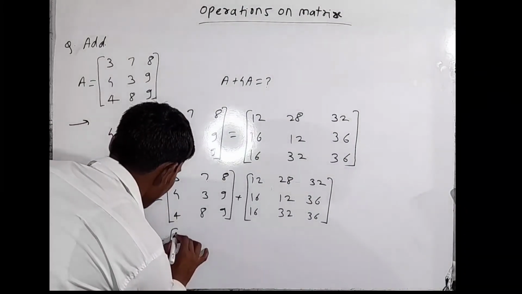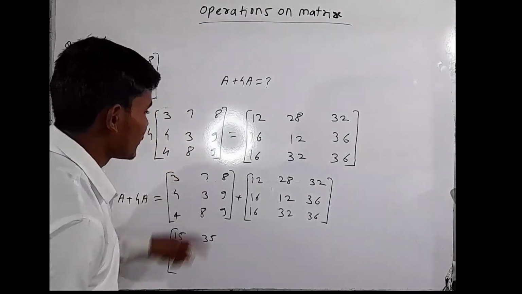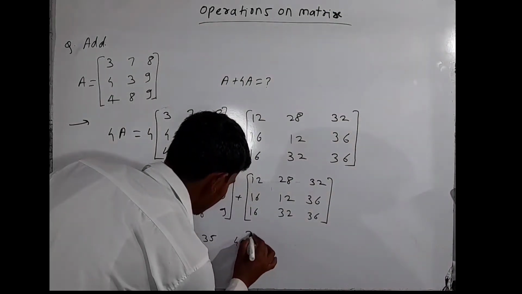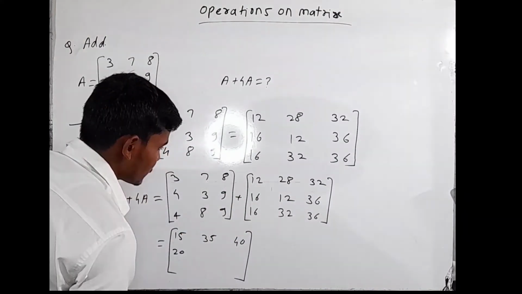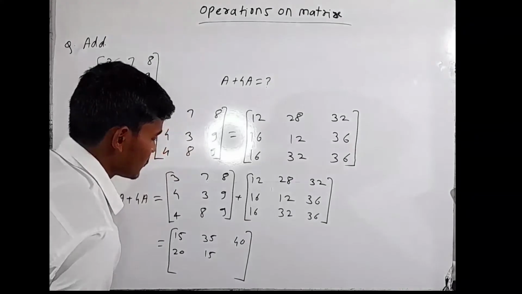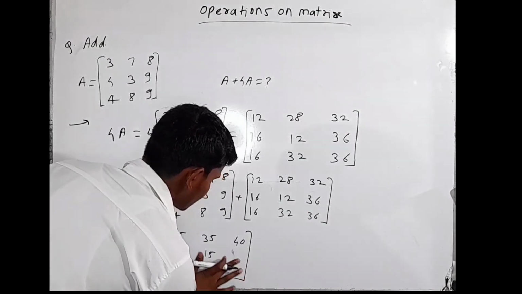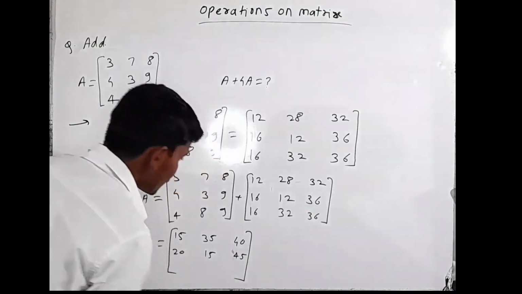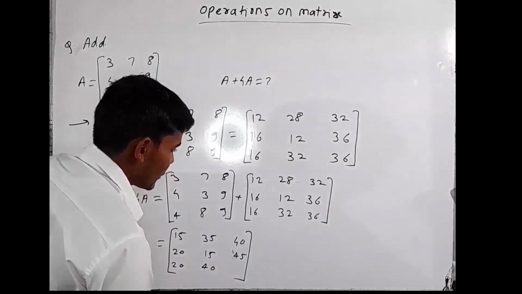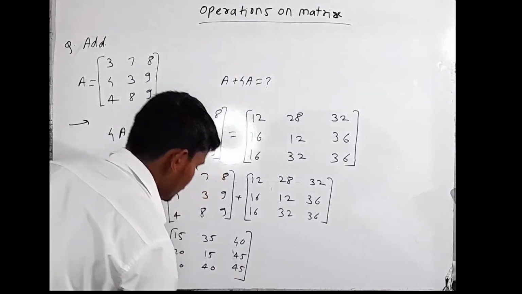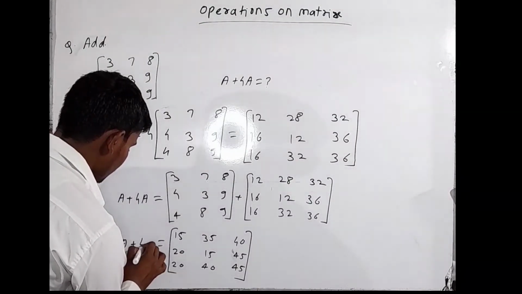Which equals 3 plus 12, 15, 7 plus 28, 35, 8 plus 32, 40, then 4 plus 16, 20, 3 plus 12, 15, 9 plus 36, 45, 4 plus 16, 20, then again 40 and the last one 45. This is A plus 4A.